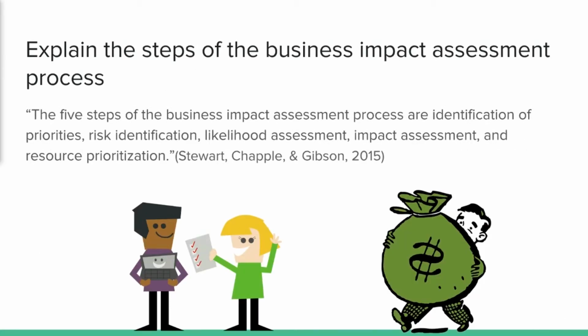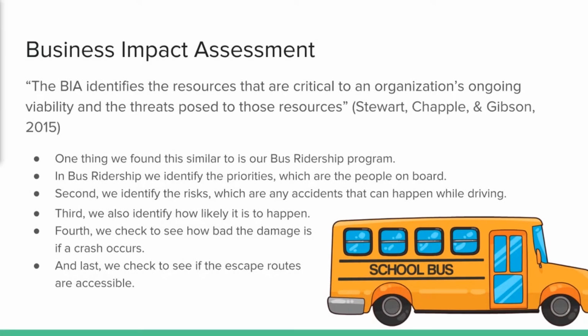So you also need to know how to explain the steps of the business impact assessment process. So the 5 steps of the business impact assessment process are identification of priorities, risk identification, likelihood assessment, impact assessment, and resource prioritization. The business impact assessment identifies the resources that are critical to an organization's ongoing viability and the threats posed to those resources.